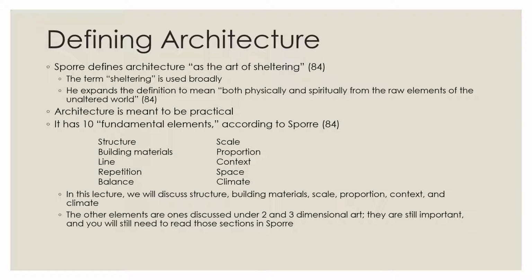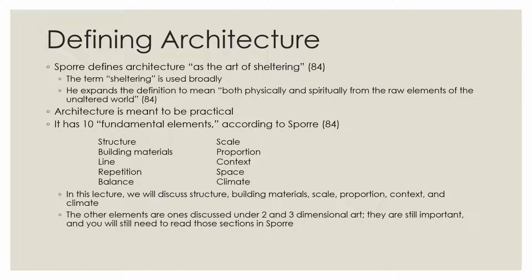Sporre defines architecture as the art of sheltering. The term sheltering is used broadly. Sporre expands the definition to mean both physically and spiritually from the raw elements of the unaltered world. So architecture is meant to be practical, and it has 10 fundamental elements according to Sporre. These elements are structure, building materials, line, repetition, balance, scale, proportion, context, space, and climate.